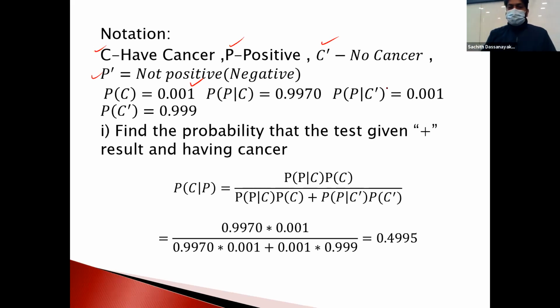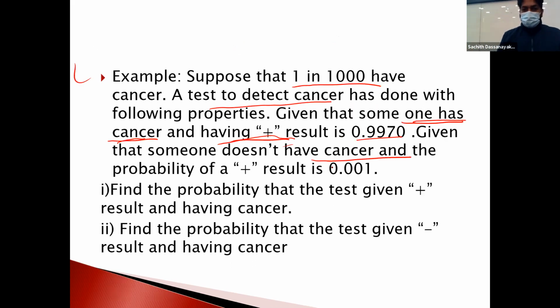Then what is this? False positive. The result says you have cancer, but given no cancer. I think the next part, this one. Someone doesn't have cancer, but the result says it is positive. So the value is 0.001.